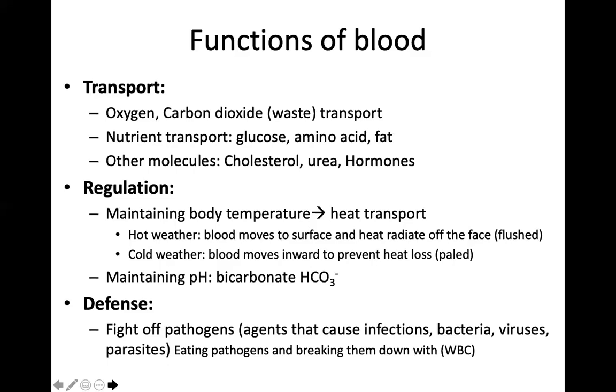Another main function in terms of blood is regulation of your pH. So if you guys recall, your blood pH is 7.35 to 7.45. It's another component that is maintained through homeostasis. And to make sure that it is maintained, within your blood, you have a buffer system called bicarbonate, which is HCO3 minus. And again, this bicarbonate ensures that your blood pH maintains its homeostasis.